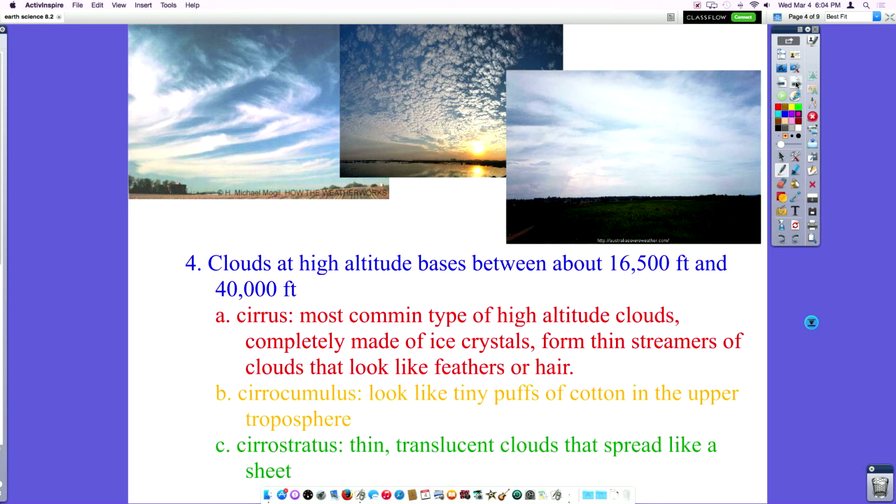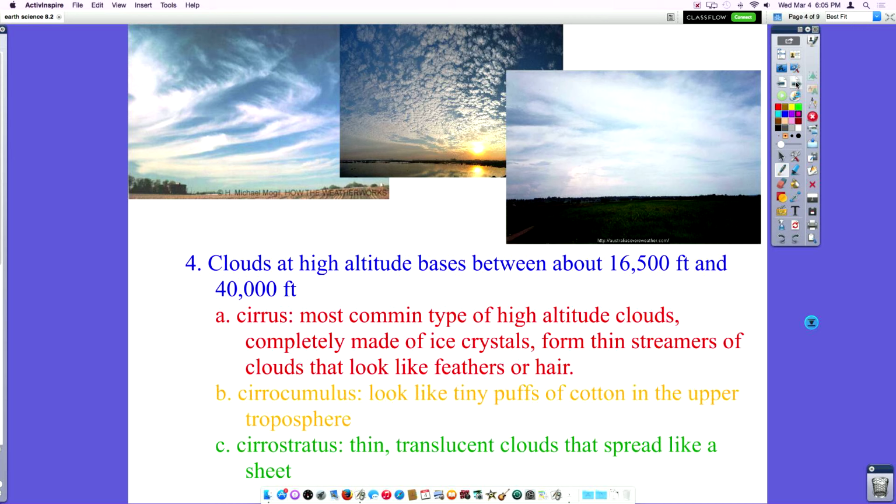They're so high up that the water not only condenses, but it freezes. They form thin streamers of clouds that look like feathers or horsehairs. They were also called mare's tails back in the day because people looked at them, and it resembled what a horse's tail might look like.